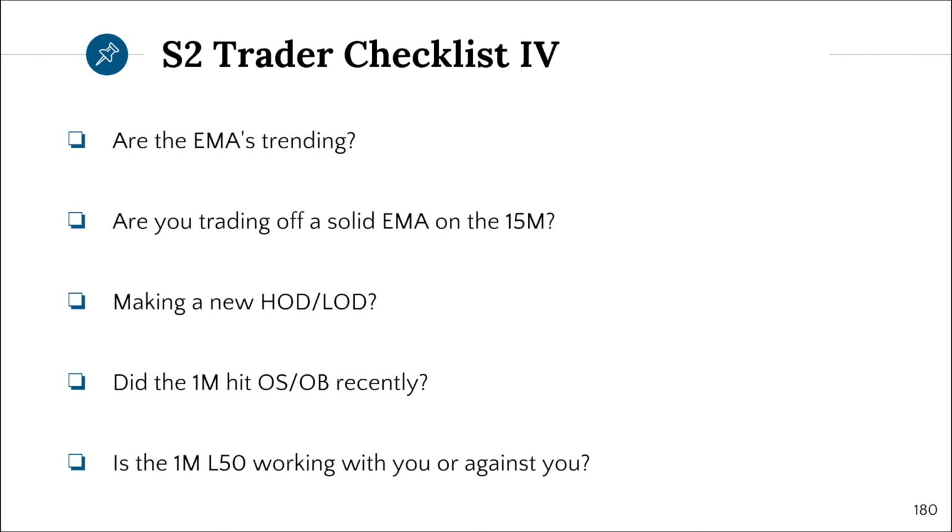The next question you're going to ask yourself is, are the EMAs trending? Are they all pointing in one direction? Are you trading off a solid EMA? Are you not entering off the 8 EMA, making sure you're entering off the 13, the 50, or the 200 EMA? Are you making a new high of day or a new low of day with this potential trade? Did the 1-minute hit overbought or oversold recently? Because if it did, you're going to want to be careful.